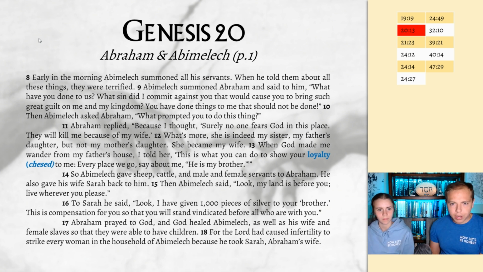Whenever you're just reading through the narrative, this should be surprising to you, because the whole reason Abraham did this, and Abraham's going to explain this, is because he thought that these people didn't fear God. Which, ironically, Abraham should have feared God more. Because if Abraham had feared God, he would not have gone about this whole deceit thing. He would have just been honest. He would have trusted God to take care of him.